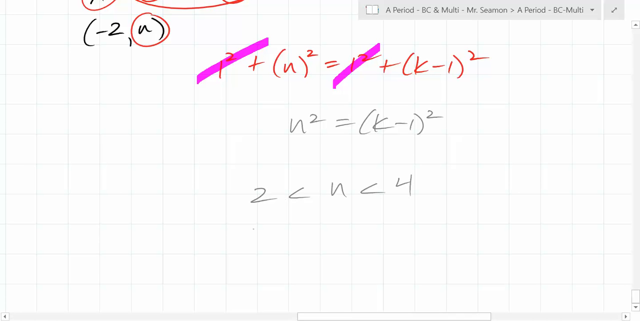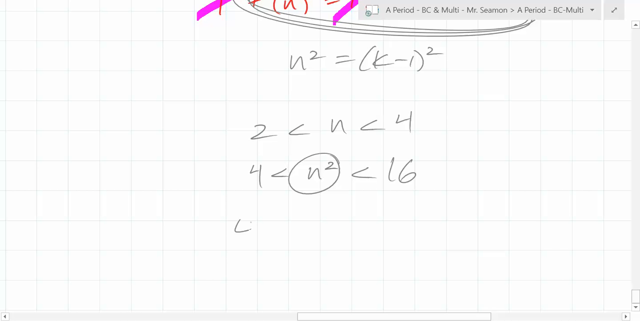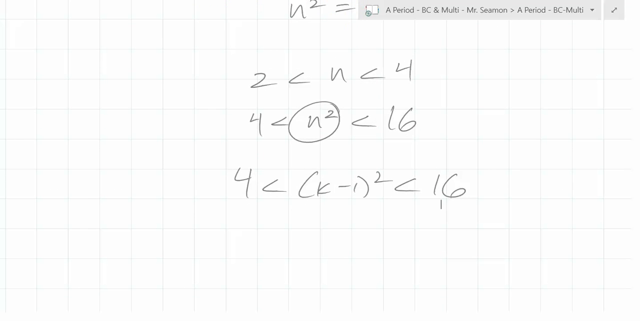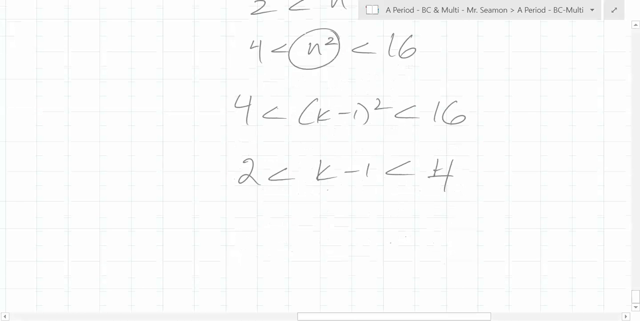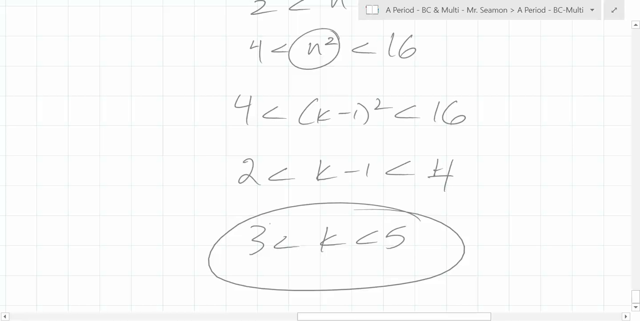So if you square all of these, you get 4 is less than or equal to n squared, which is less than or equal to 16. Oh, but what do I know right here? What does n squared equal? So 4 is less than (k minus 1) squared, which is less than 16. I know, this is pretty nasty, huh? How do you get rid of a square? I can almost write a 4. What do you add to everything? That's nasty, isn't it?